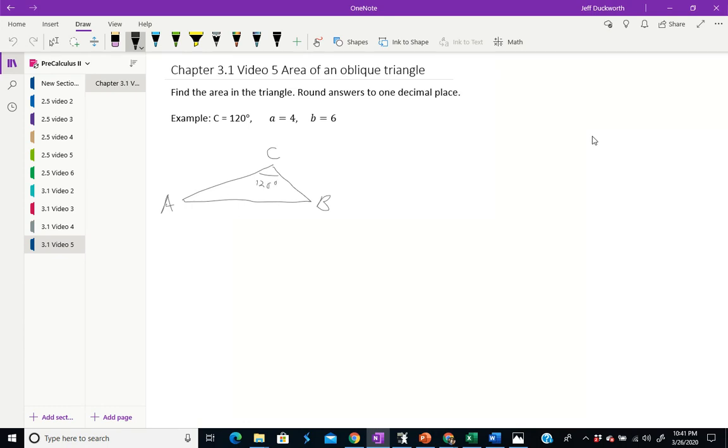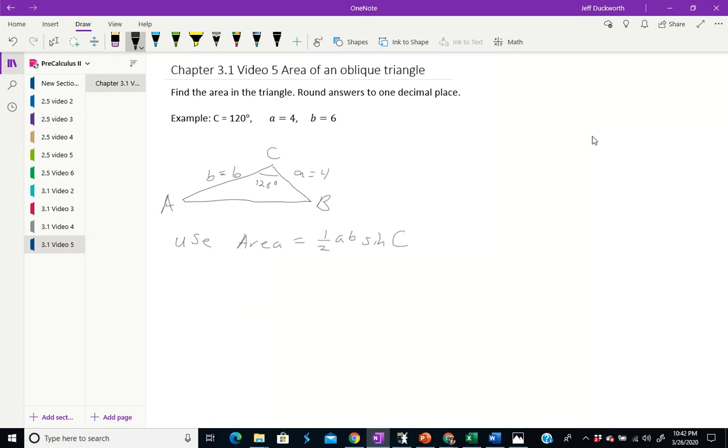Okay, and the other values, since we have the A on the left, little a will be equal to 4 over here, and across from the capital B will be little b, which is 6. So these are the 3 pieces of information that we have. So we're going to use area equals 1/2 little a, little b, and then sine of capital C.